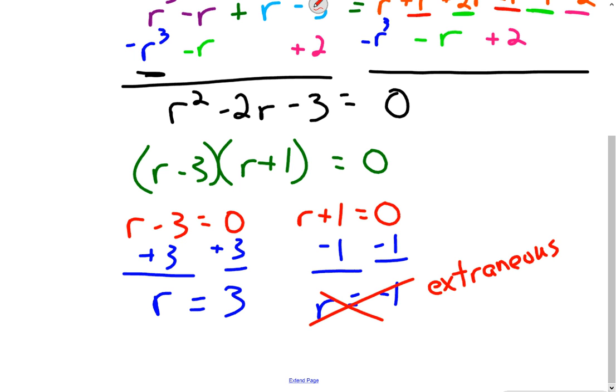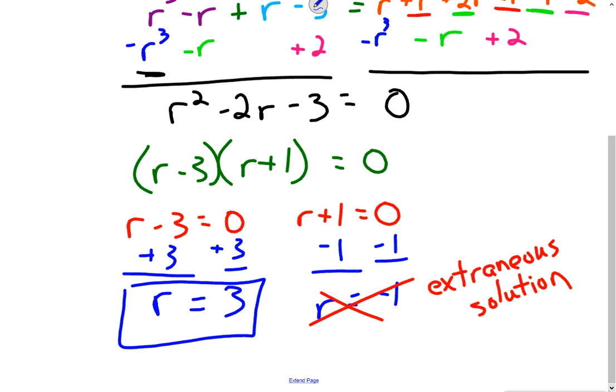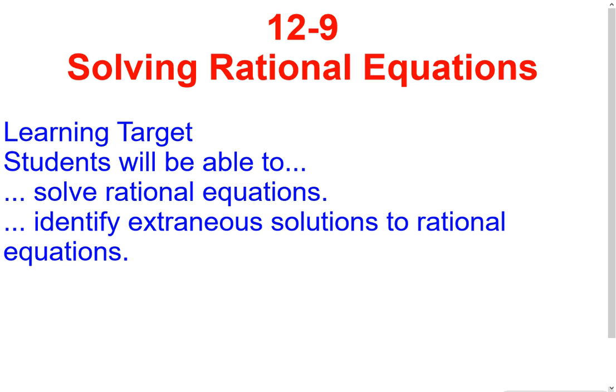Extraneous solution. Therefore, this one we do have one solution. We have the r equal to 3. The other one that looked like it was going to be a solution is extraneous, therefore just one solution of r equal to 3. And that's going to conclude my lesson on solving rational equations.